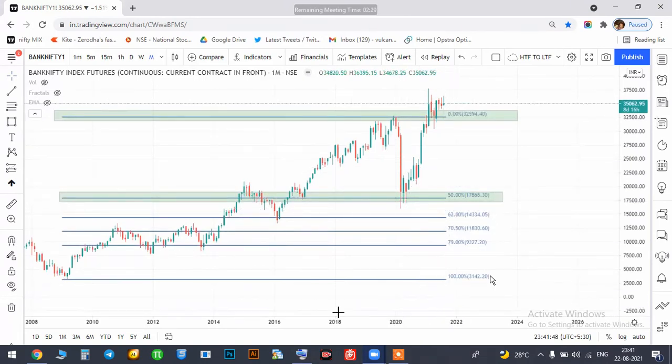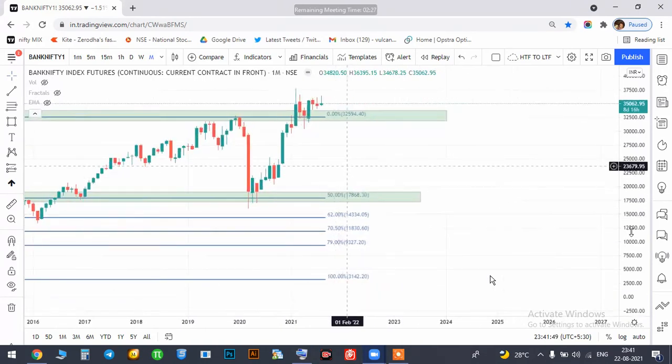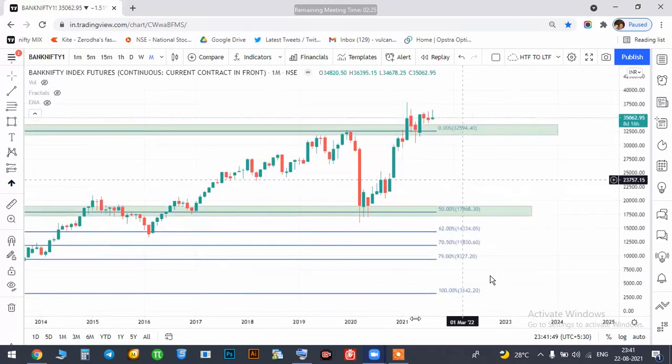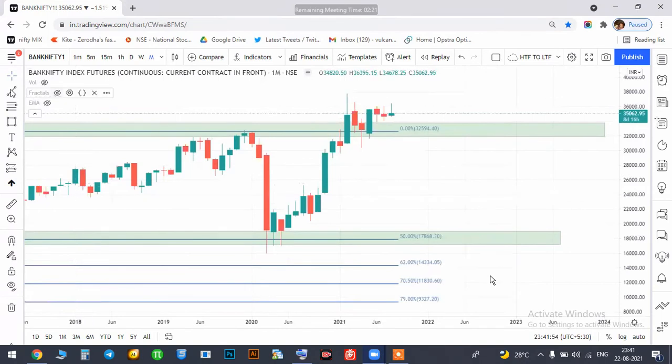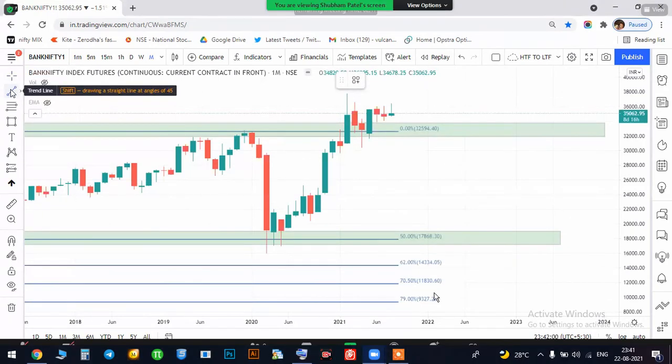So what I teach you is when to buy at 50. Just remind first: when to buy at 50? What confluence should I consider? It should be above 50. Rejection is okay.